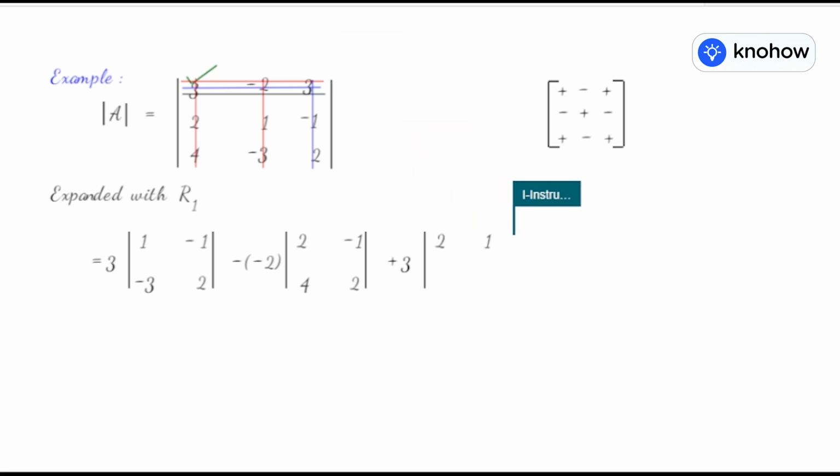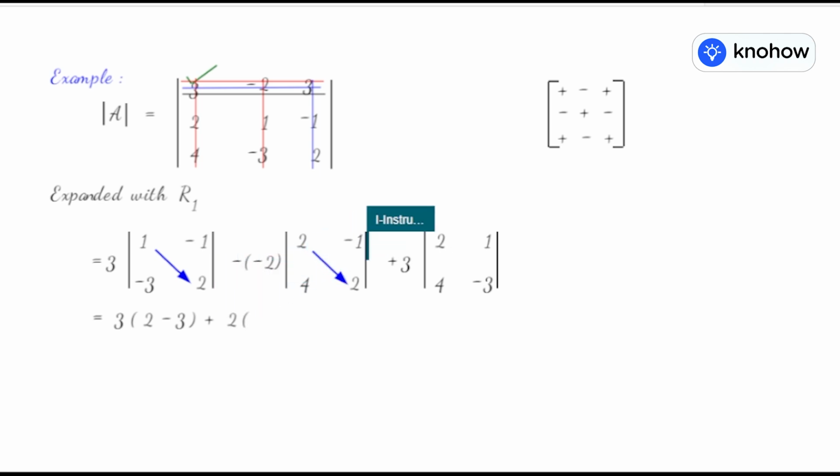And now it is simple to evaluate it. That is 3 times, take the product on the main diagonal, that will be 2, and minus the other diagonal, it will be minus 3 into minus 1, so plus 3, so 2 minus 3. And minus minus plus 2 you get here, take the product on the main diagonal 4, and minus minus plus 4. And similarly the third term, 3 times 2 into minus 3 is minus 6, then minus times the product on the other diagonal, minus 4.